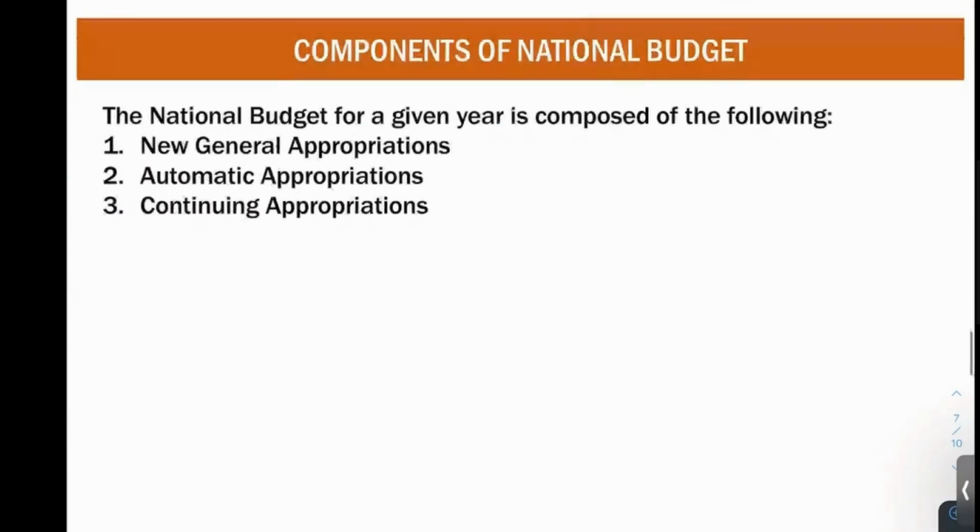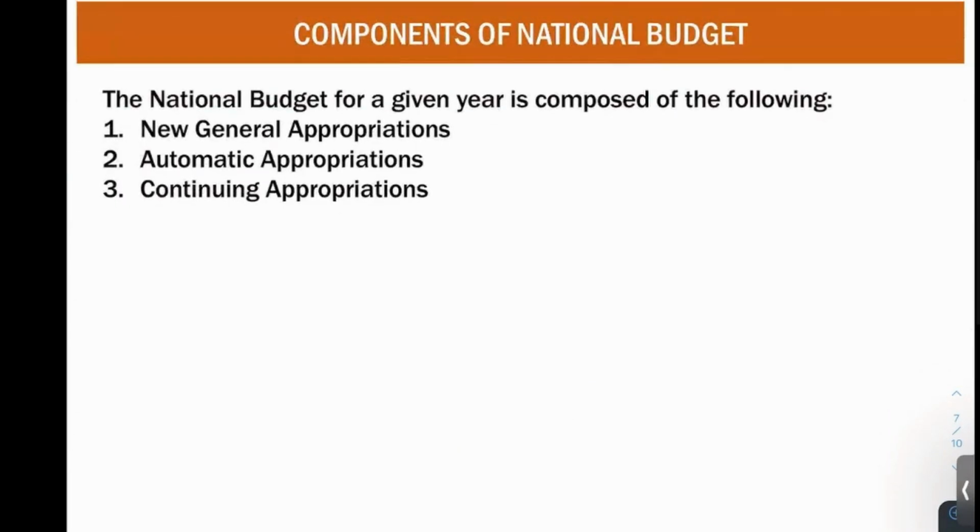Now, what are the components of the national budget? The components of the national budget are, first, your new general appropriations. When we say new general appropriations, this is the General Appropriation Act. So this is the new budget passed by the government. Next, you have your automatic appropriations. These are appropriations provided under specific laws for a certain type of expenditures.